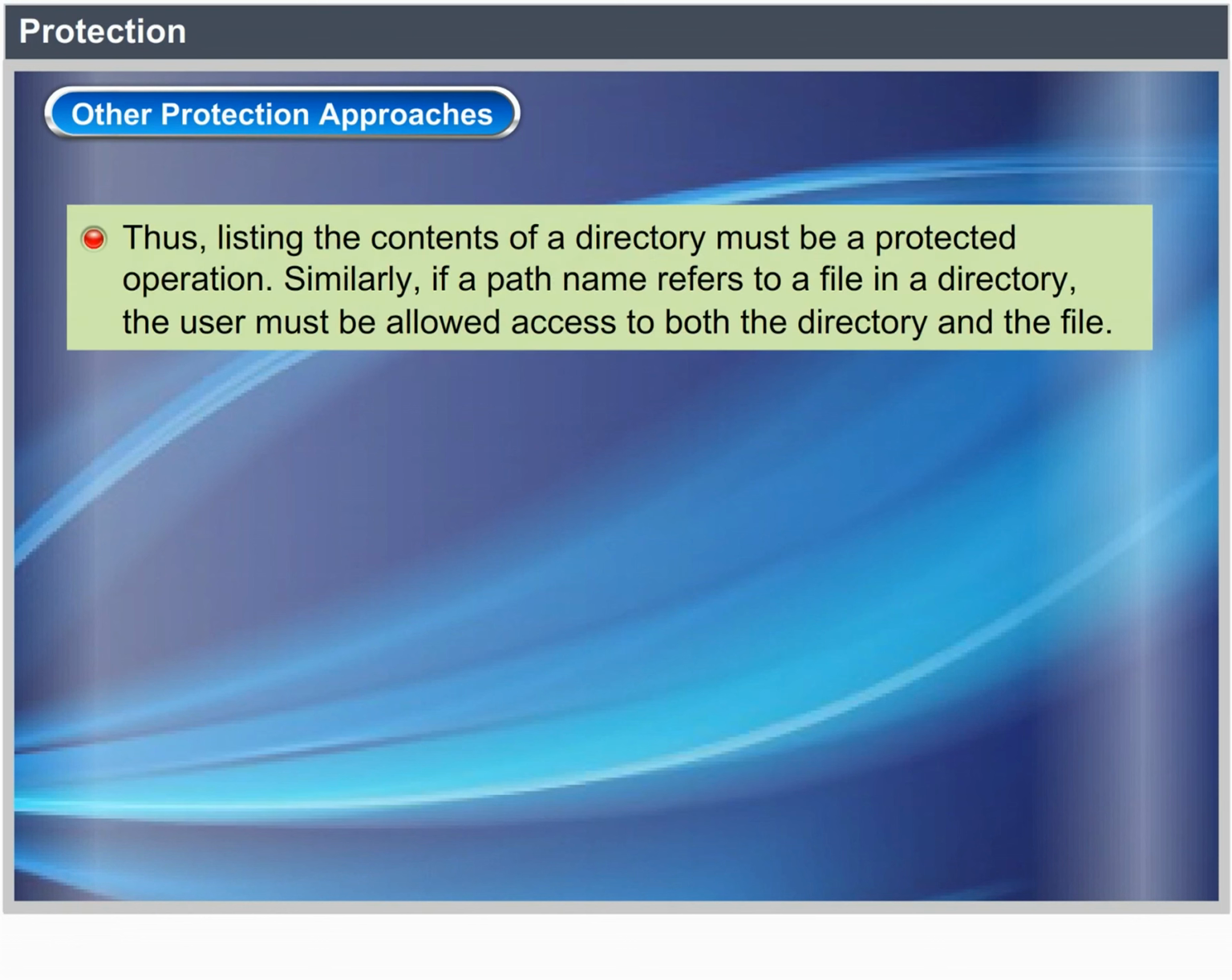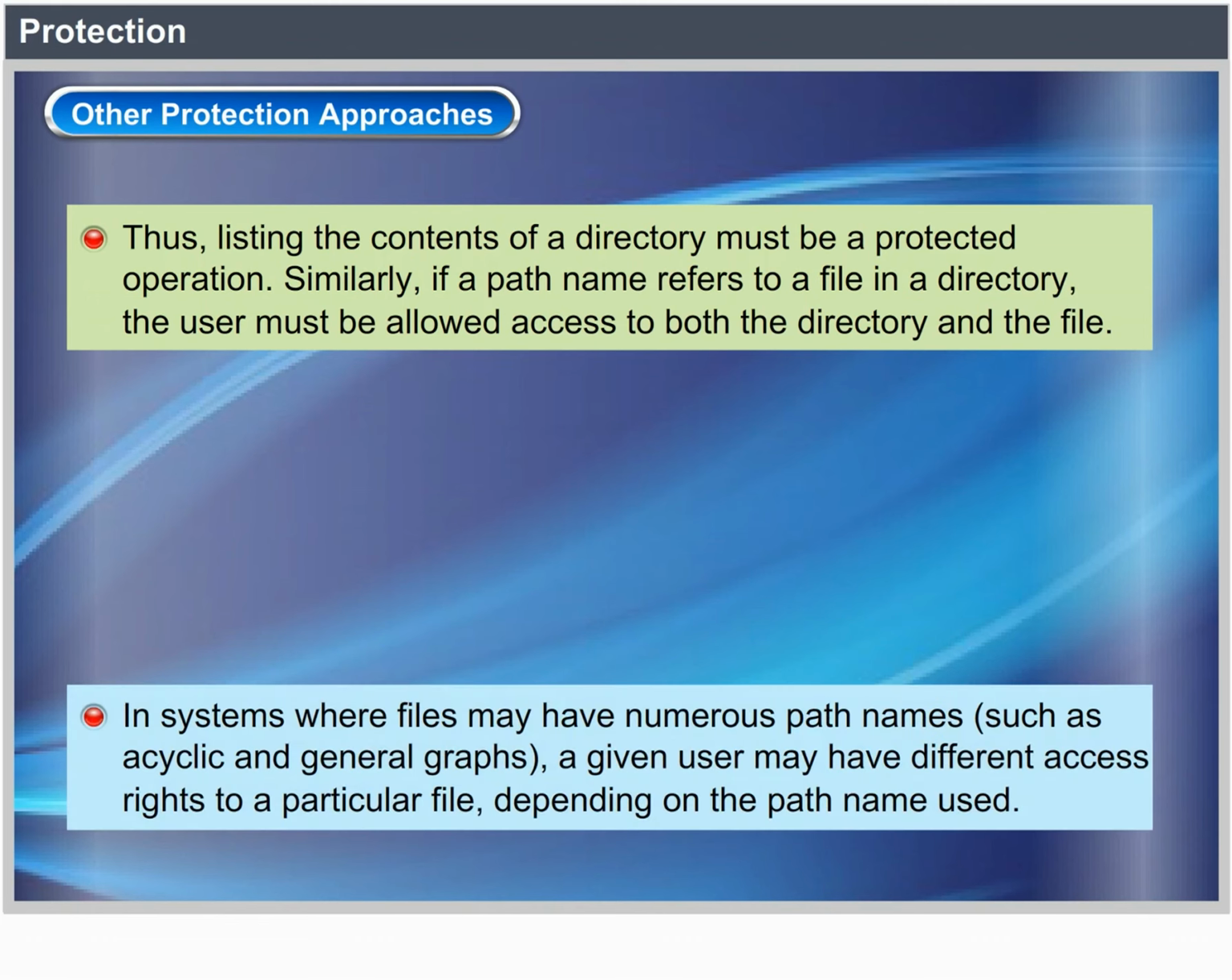Similarly, if a path name refers to a file in a directory, the user must be allowed access to both the directory and the file. In systems where files may have numerous path names, such as acyclic and general graphs, a given user may have different access rights to a particular file depending on the path name used.